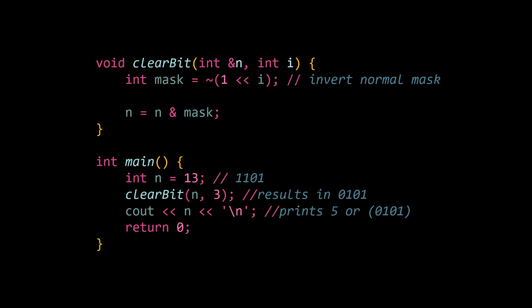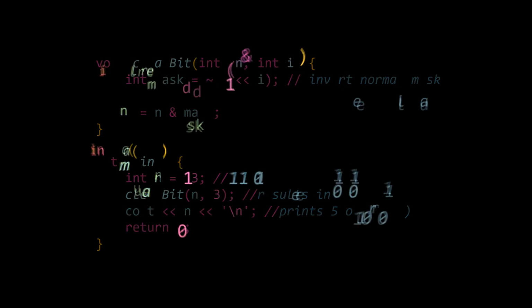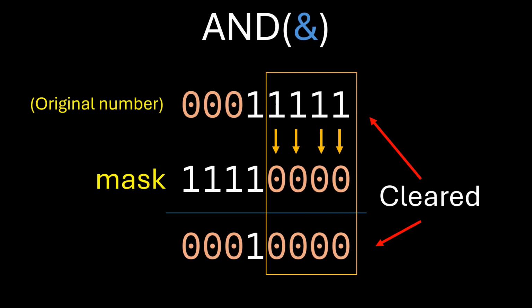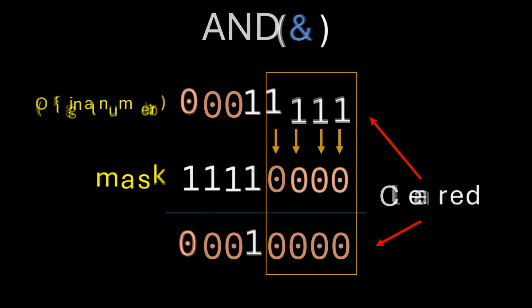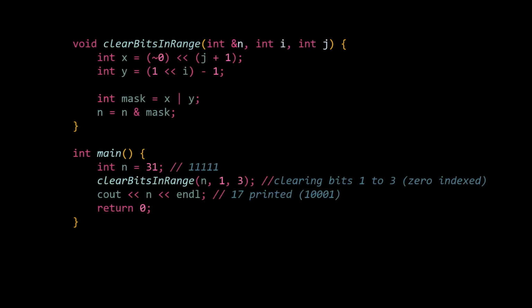Next is clearing a range of bits, which is really the same as what we did before. The only difference between clearing a single bit and a range of bits is the bit mask itself. If more than one bit in the mask is 0, then every bit with a 0 value will be cleared after doing an AND operation, while all the bits in the mask that are 1 will remain unaffected.